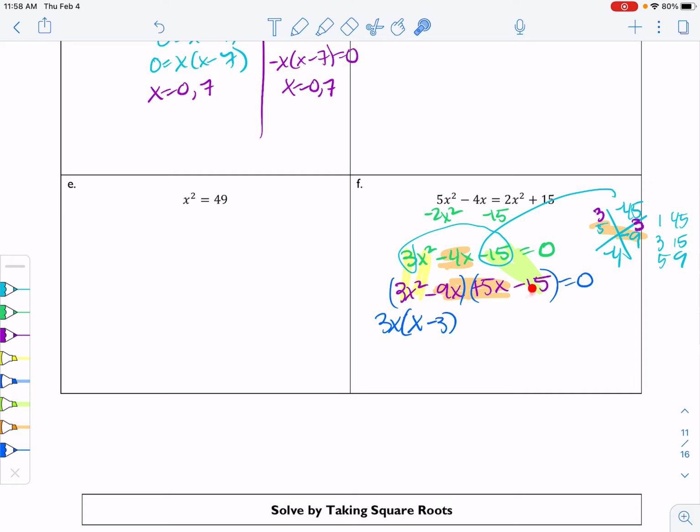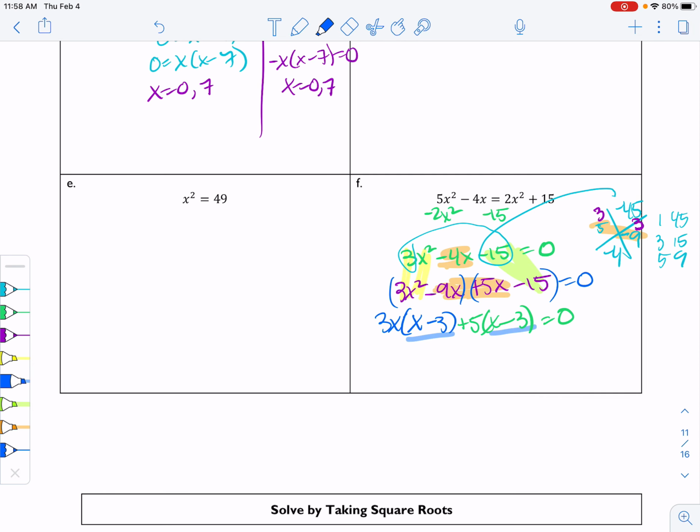My second set of parentheses, I have a common 5 and it's positive. 5x divided by 5 is x. Negative 15 divided by 5 is negative 3. These two things match, which is what you want with grouping. So these match, and then we write the leftover part, which is this. So then we get x minus 3 times 3x plus 5, but that's just setting it equal to 0.